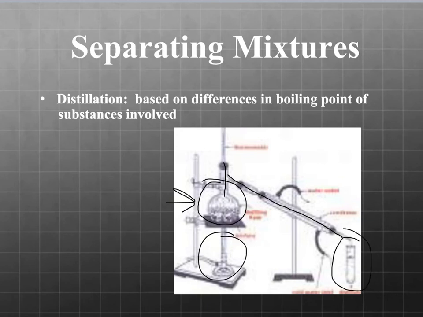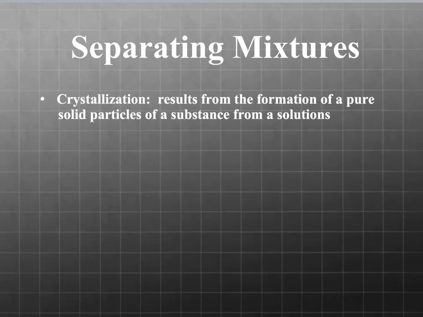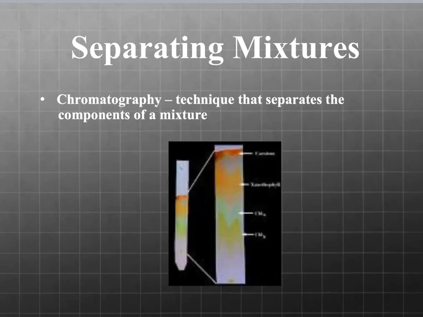So what you end up with is this flask here will contain one of the liquids, and this test tube down here will contain the separate liquid. So you've separated the two based on their boiling points. Crystallization is when you form a pure solid particle from a solution. Chromatography allows you to separate components of a mixture using chromatography paper. So they go different distances along that paper. So these are all different ways, just a few of the different ways that you can separate a mixture into its different parts.